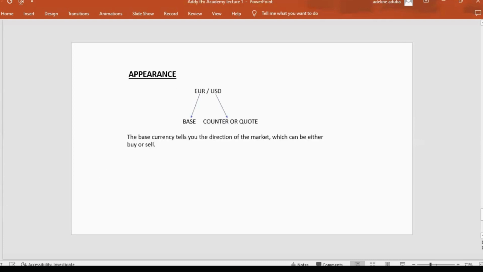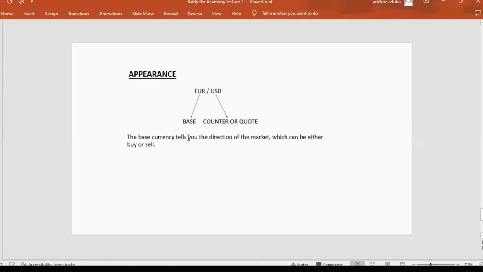So for instance, this is how it appears. We have the Euro USD, where the euro is the base, and the counter or the quote is the USD. Now the base currency tells the direction of the market, which can either be buy or sell. And this is just like USD also. The USD deals with the DXY, what the market wants to do. And sometimes the trade is going against you. It means this might be going against this.